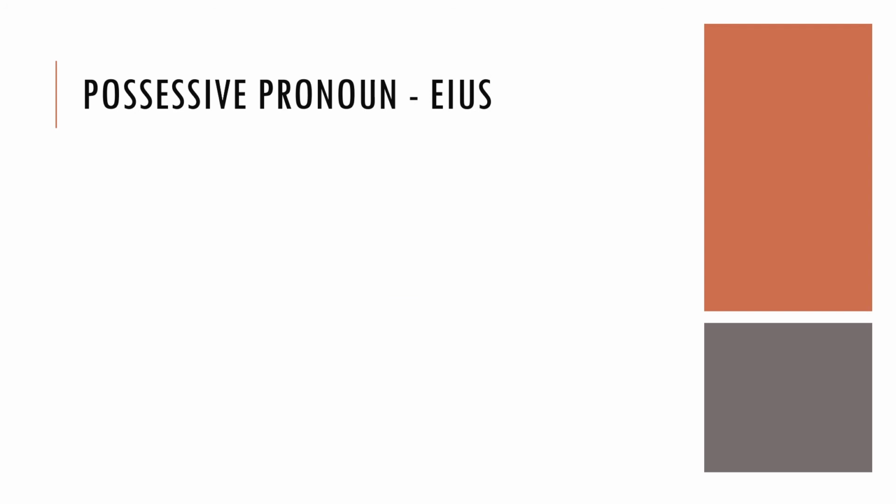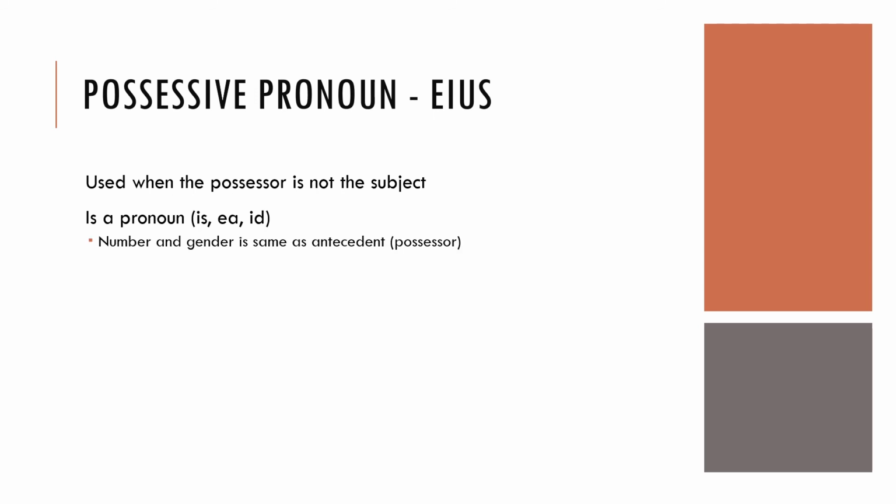The other word that we use is the possessive pronoun. Now, generally, I'm going to refer to this as eius, but it's important to know that it's not just eius. Now, this is used when the possessor is not the subject of the clause. This is used when it's going to be referring to something else. And it is a pronoun. It's specifically going to be the pronoun is, ea, id, which we've previously talked about, and which you might recall has a few different genitive forms.